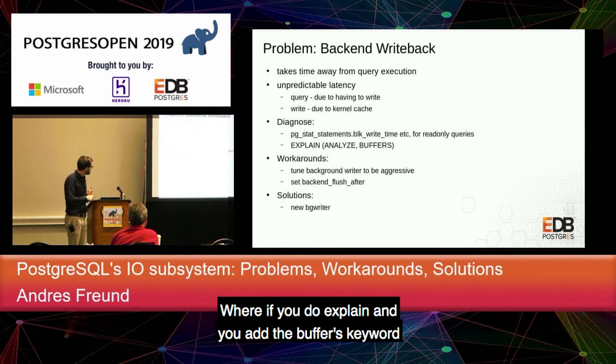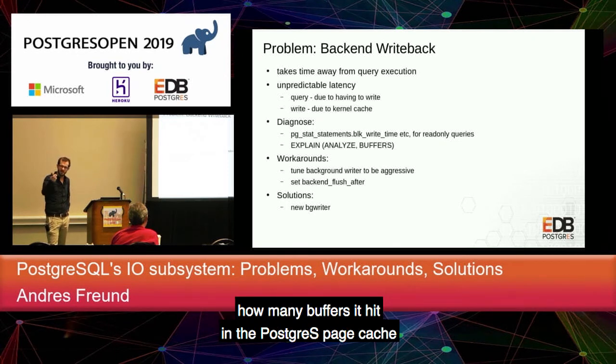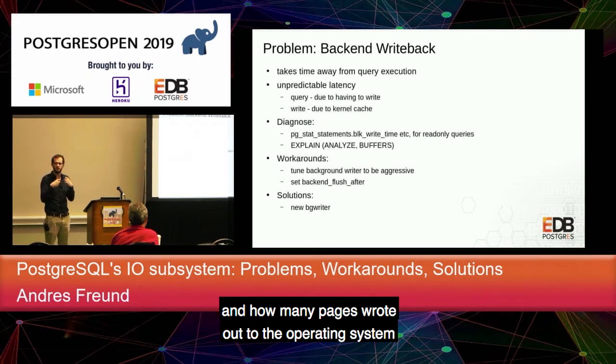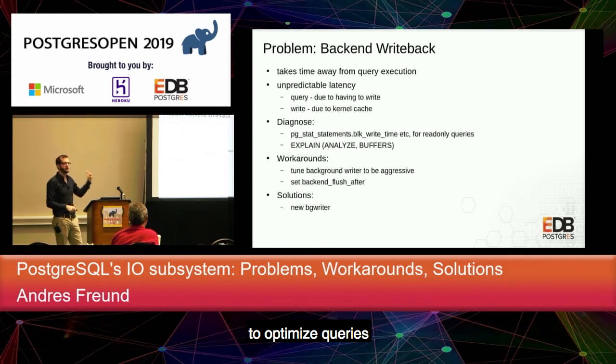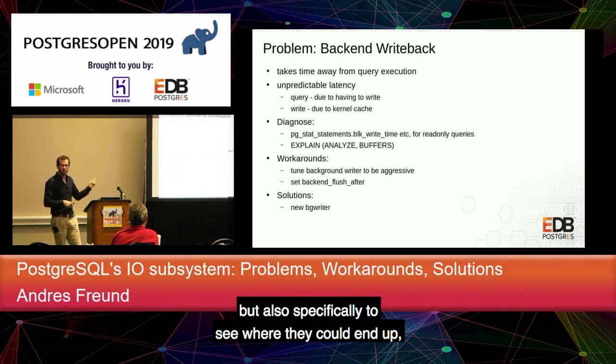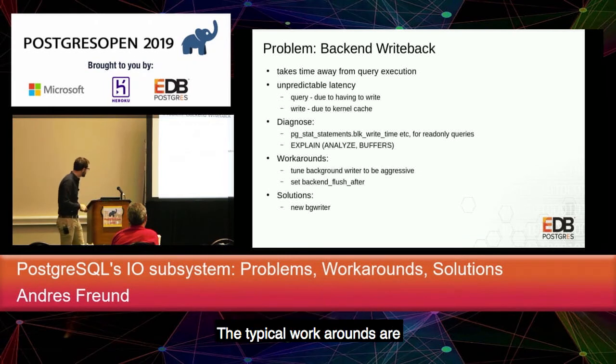If you do EXPLAIN and you add the BUFFERS keyword, then it will tell you how many buffers it read from disk, how many buffers it hit in the Postgres page cache, and how many pages it wrote out to the operating system. And that can be very useful in general to optimize queries, but also specifically to see whether you end up often doing writes inside read-only queries.